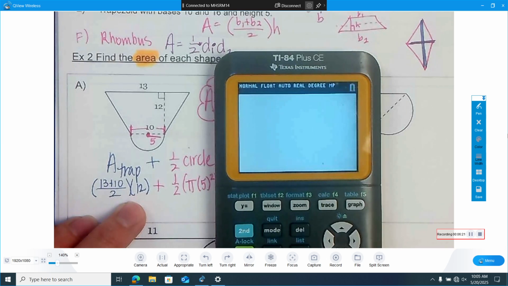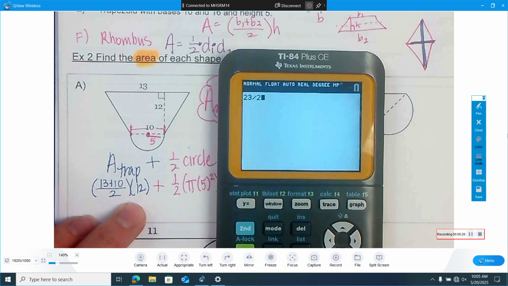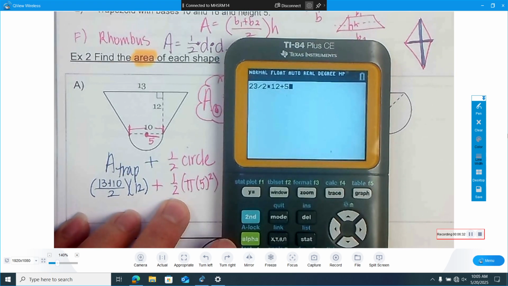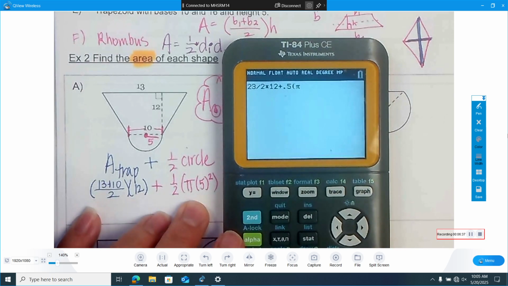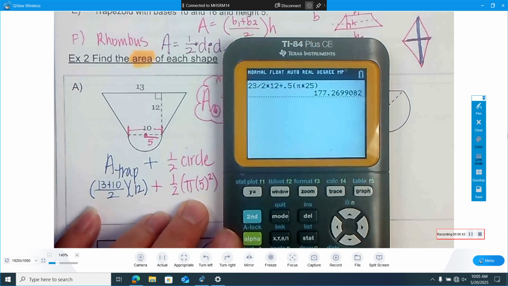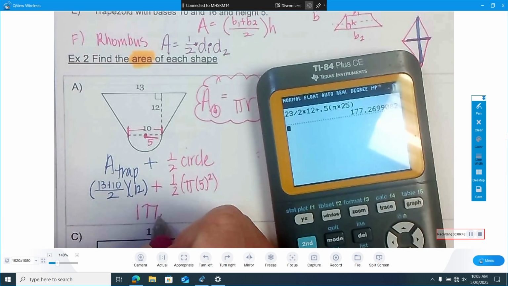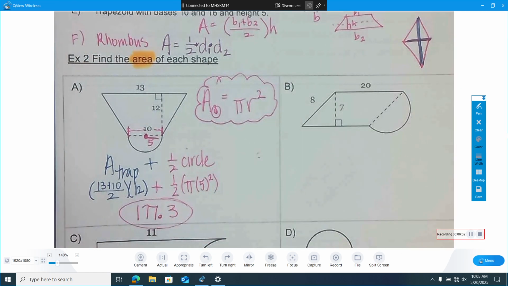So we have 13 plus, I'm just going to do 23 over 2. Can I do that? Yeah. Okay, is that a little easier? Times 12 plus 0.5 times pi times, can I just do 25? Okay, lots of ways to type this in. You do need to understand how your calculator is going to do the math, though. So 177 point, I'm going to go 3 if we're rounding to the 10th place.